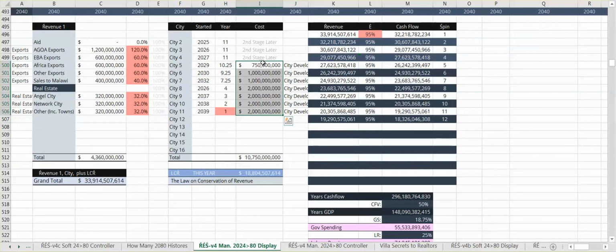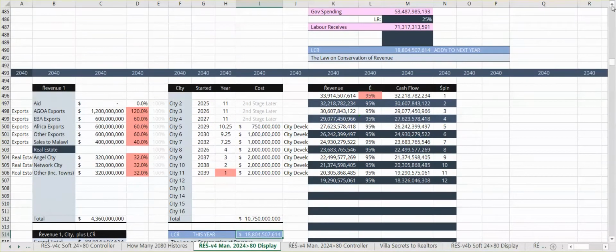The main source of revenue is the LCR, the Law of Conservation of Revenue. You can see that is 18 billion. In effect, the 13th spin, passing over the unspent 18.8 billion from 2039 to 2040, whereafter this plus other revenue following E95 and spin 12 creates the 296 billion in cash flow and a kitty of 18.3 in LCR funding for the year before. So just to note that was the years before. Now, the last spin.